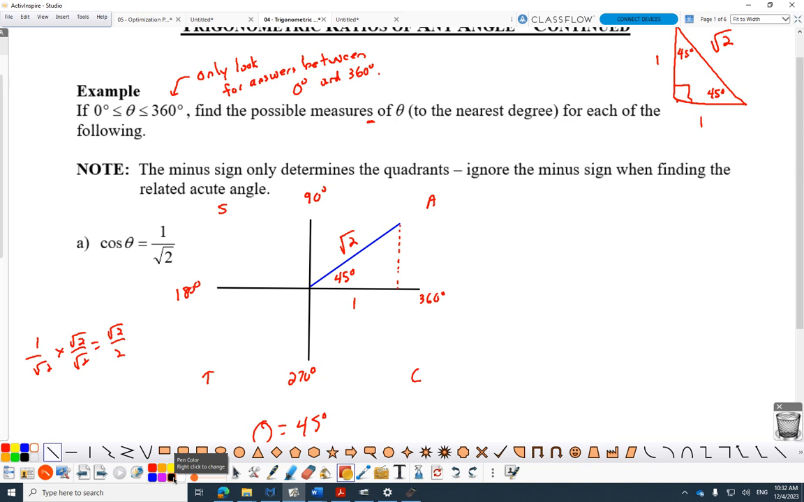One little fly in the ointment here. Can anyone see it? There's nothing wrong. It's all correct. What did I miss?